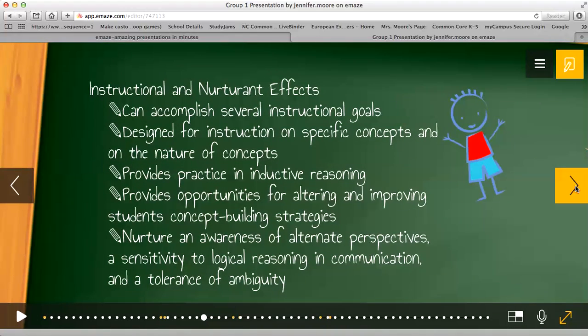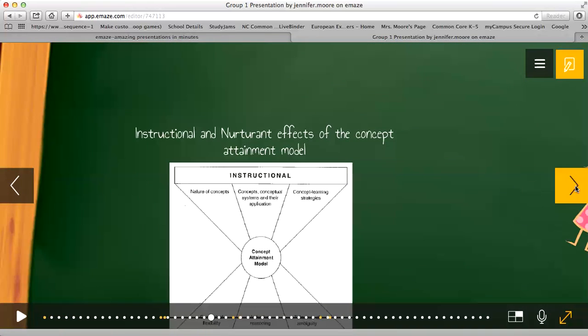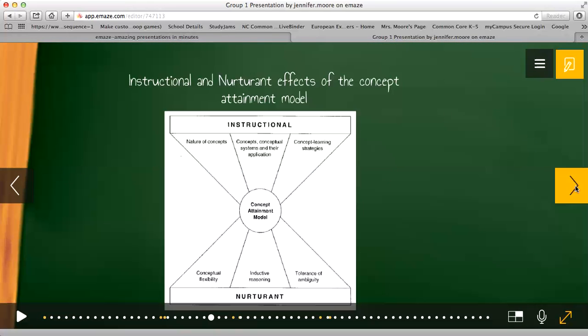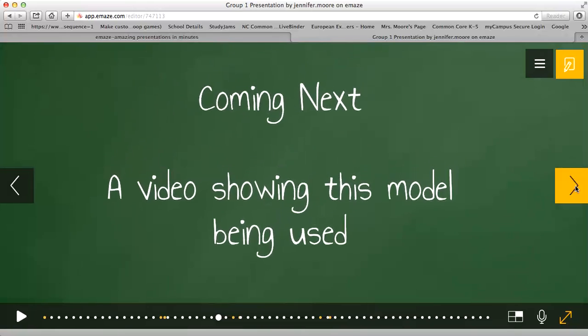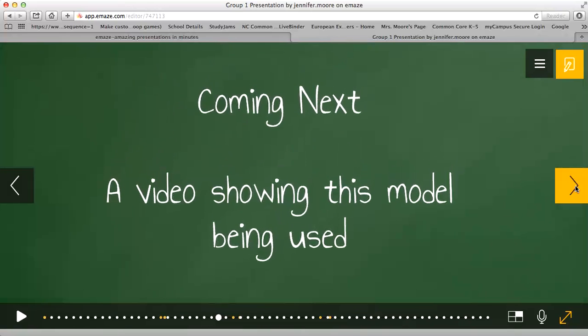Instructional and nurturant effects. It can accomplish several instructional goals. It is designed for instruction on specific concepts and on the nature of concepts. It provides practice in inductive reasoning. It provides opportunity for altering and improving students' concept building strategies. It nurtures an awareness of alternate perspectives, a sensitivity to logical reasoning and communication, and a tolerance of ambiguity. Here is a chart showing the previous information. Coming up next, a video showing this model being used.